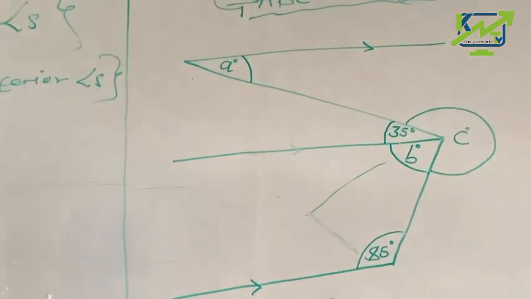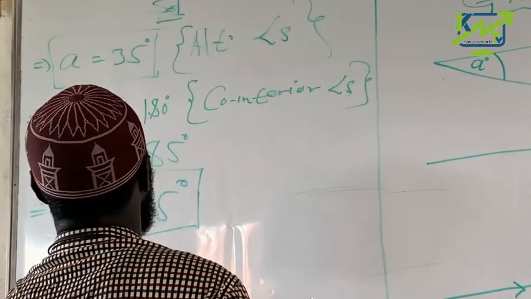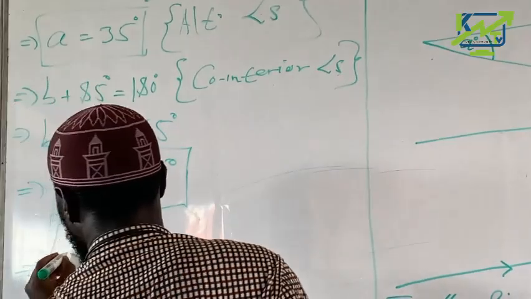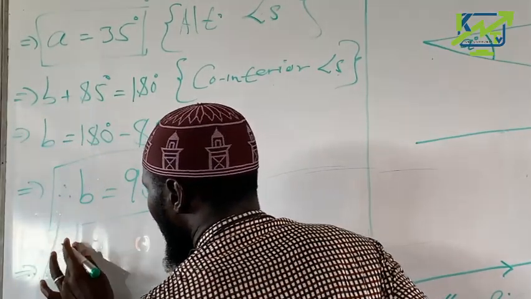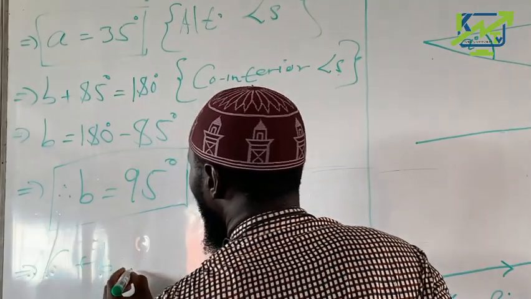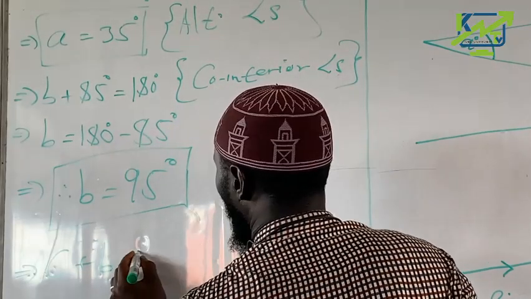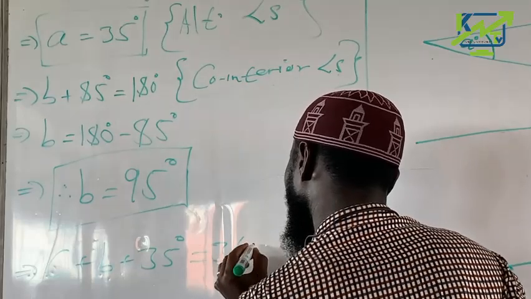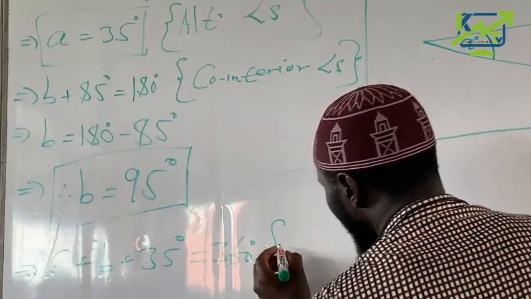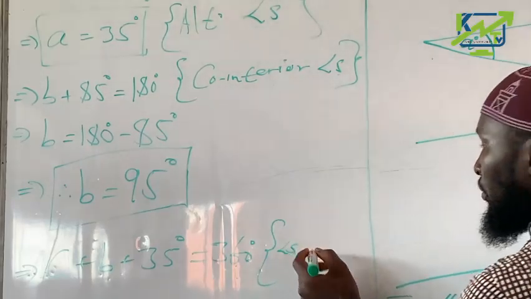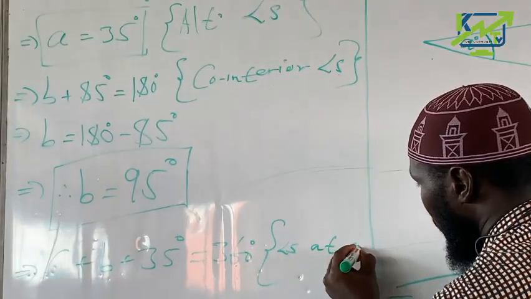So we set the solution for C. Find angle C. We say C plus B plus 35 degrees equals 360 degrees. What is the reason? Angles at a point.